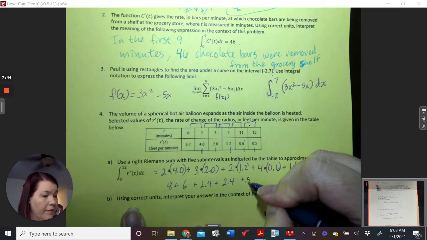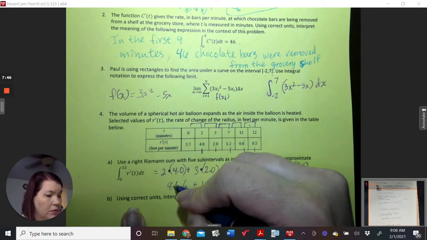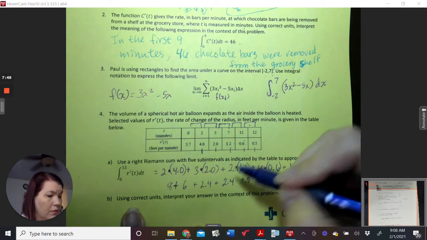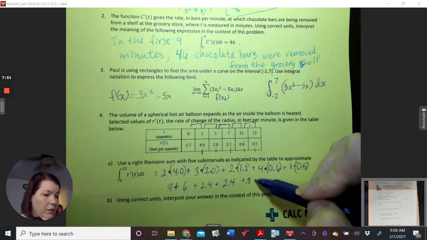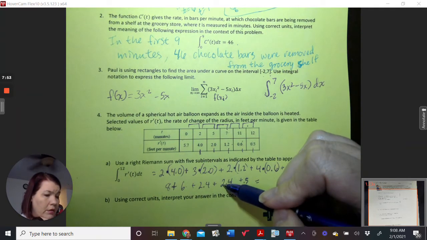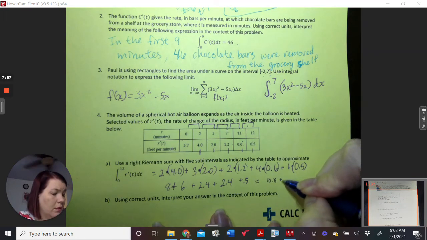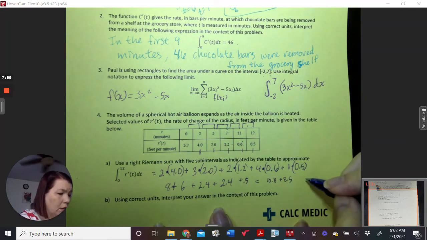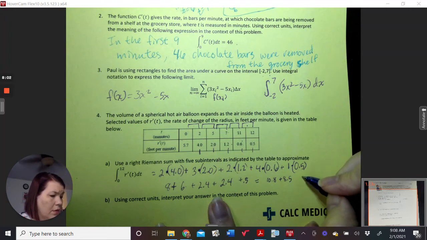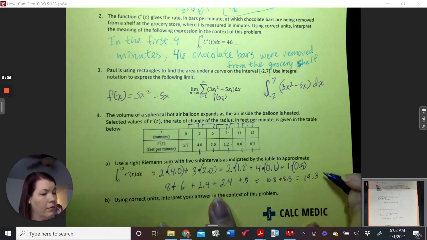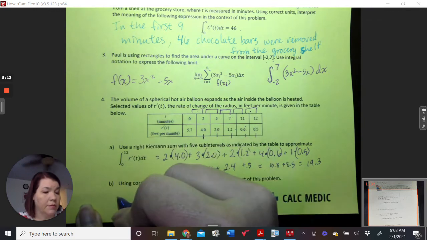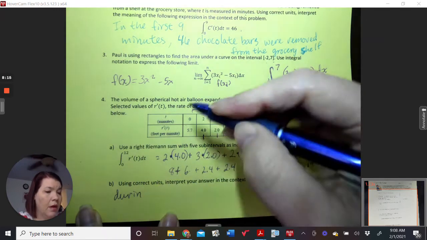4.8, 10.8, 18, 19.3. Using correct units to interpret our answer. So during the first 12 minutes, I know it's minutes because it says feet per minute up here. I know it's the first 12 because it goes from 0 to 12, first 12 minutes.